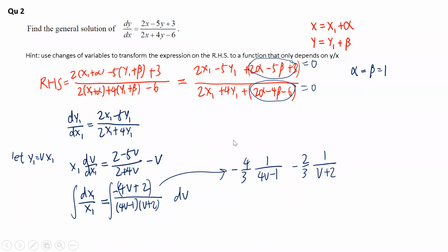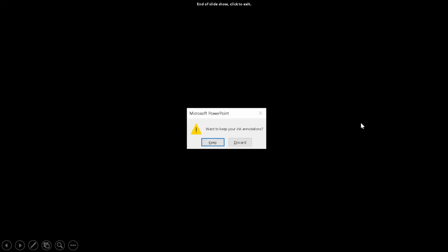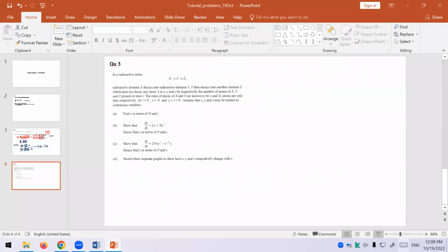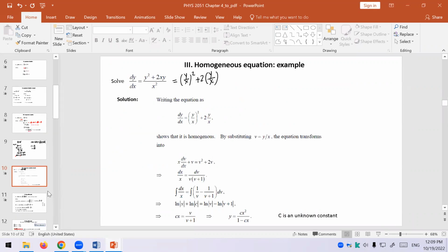Okay, now let me see. Let's take a break for 10 minutes, because I'll just finish this homogeneous equation, and then we'll come back at 12:20.